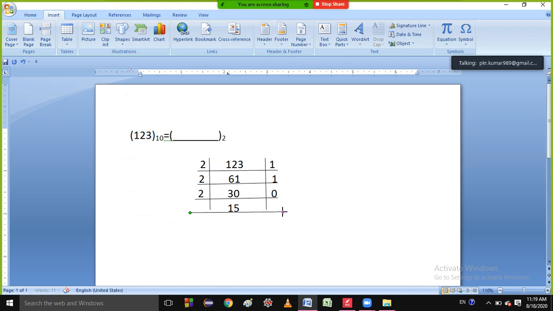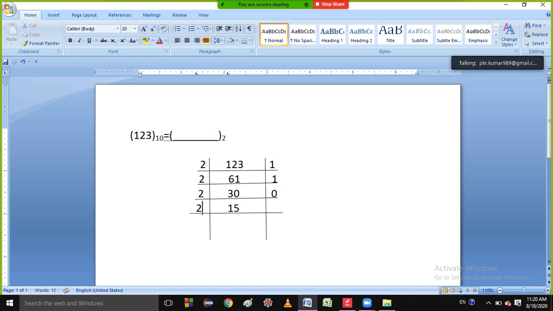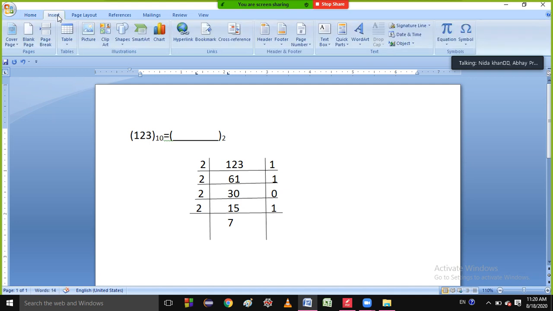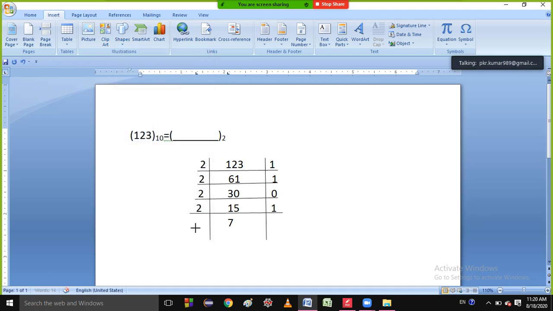Then again, just increase the size because a division takes so long. Increase the size. And when you do it in your copy, it will be very easy. I'm doing it on the computer, so that's why it takes time. So again, you will write 2 here. How many times does it go? What is the remainder?